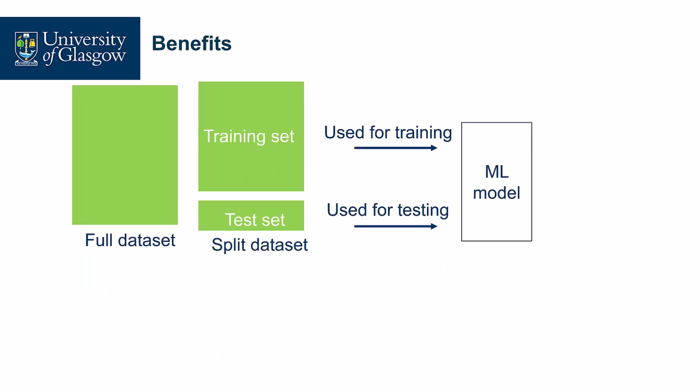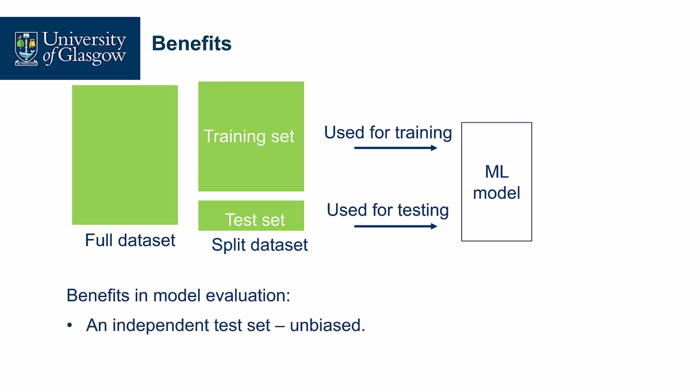So what are the benefits? First of all, we use a test set, and this test set must be fully independent of the training set. In this way, we can get an unbiased estimate of the performance of the machine learning model. And also, by using the test set, we can avoid overfitting.